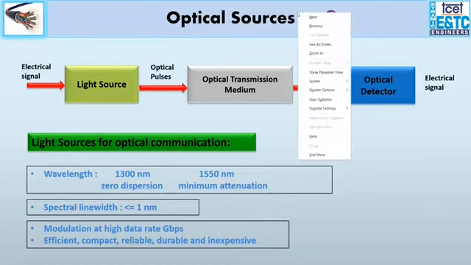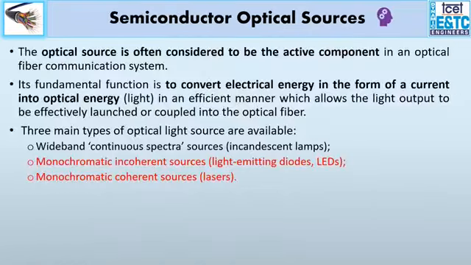Now, what kinds of optical sources have you come across? The most common, which everyone has seen and used, is the wideband continuous spectra source. That is your tube lights or the incandescent lamps that you have in your homes. The second one is a monochromatic incoherent light source, that is an LED. And the last one is a monochromatic coherent source, that is the laser.